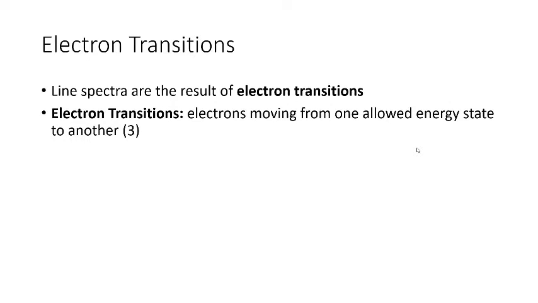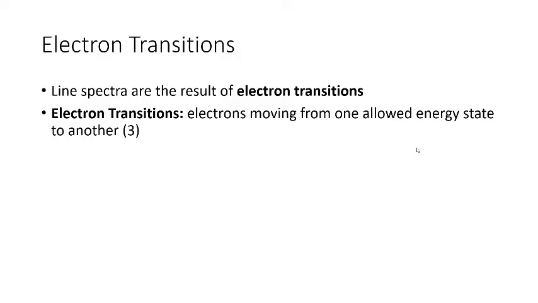Electron transitions. Line spectra are the result of electron transitions. Electron transitions are electrons moving from one allowed energy state to another. Through the next few lectures, we're going to be understanding how electrons inhabit the atom.